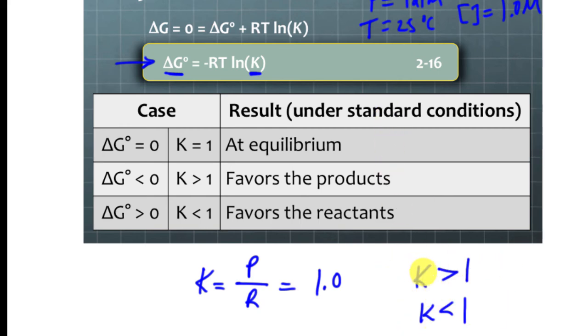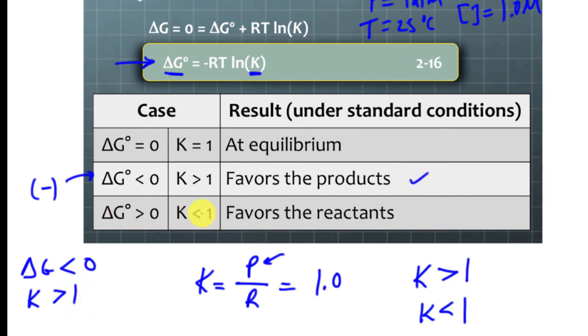Under standard conditions, if K is greater than 1, then we favor the products, and the change in free energy is going to be negative. So the reaction thermodynamically favors the products. And we already said that K is greater than 1, so there has to be more products than reactants. Both of those point toward the formation of products. So we've got a couple ways to interpret whether a reaction is spontaneous: free energy is less than 0, or K is greater than 1, and then we say it favors the products.